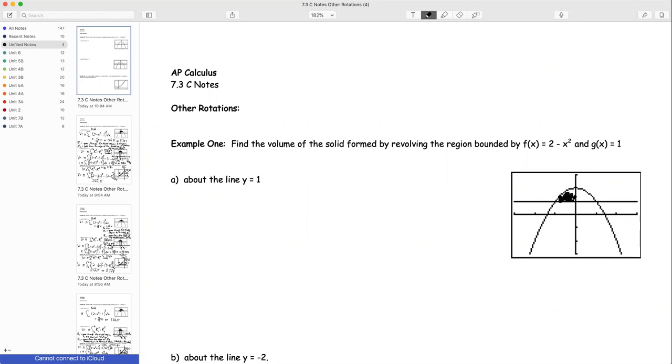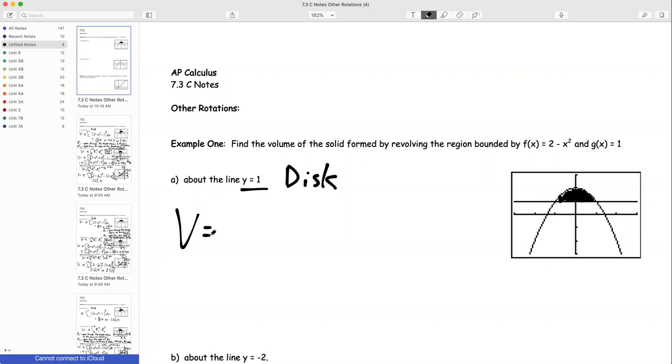We have an inverted parabola, and we have the line y is equal to 1. So you can see that the shaded region is completely flush and touching everything about the axis of rotation. So this is going to be a disk. The difference between this and what we did previously is previously we were revolving it about the x or the y axis. And this, we are revolving about the line y is equal to 1. But it's still a disk in this case.